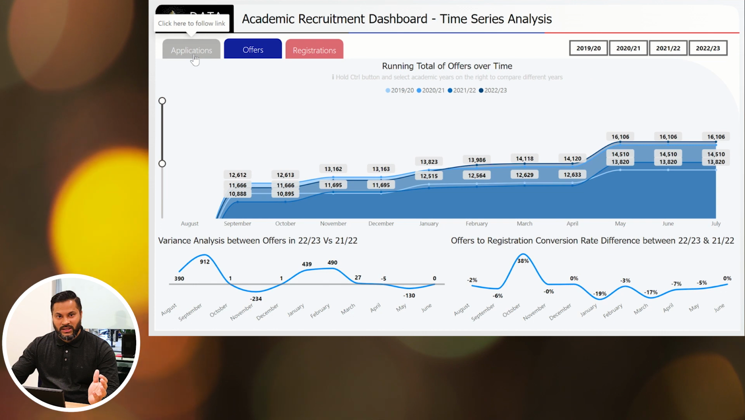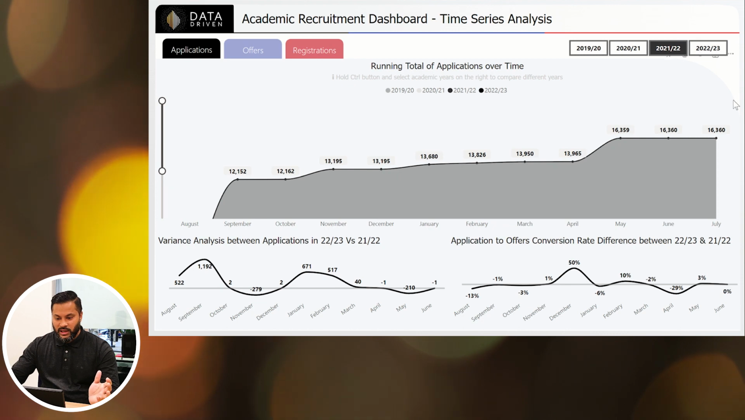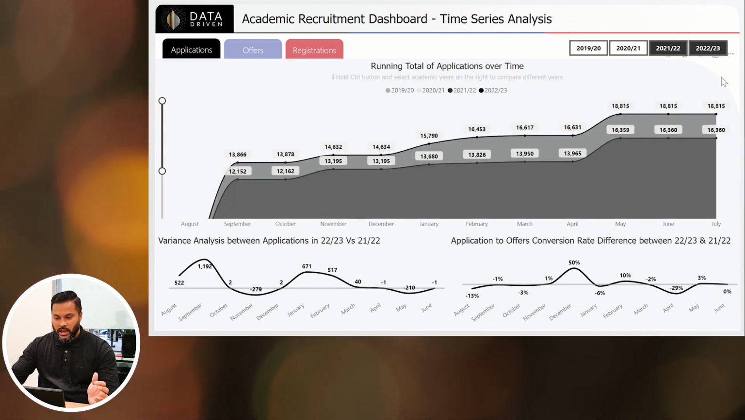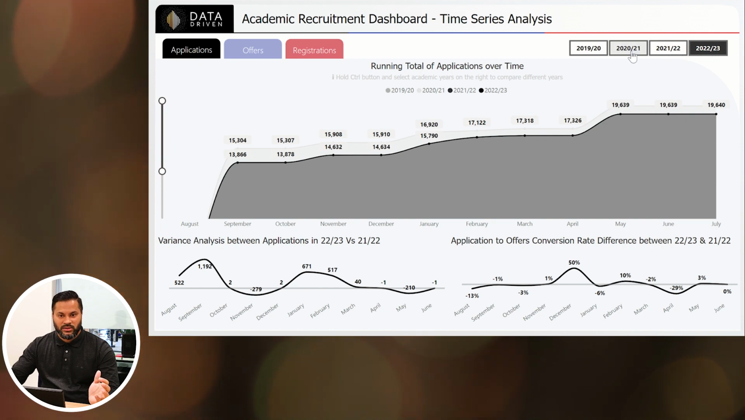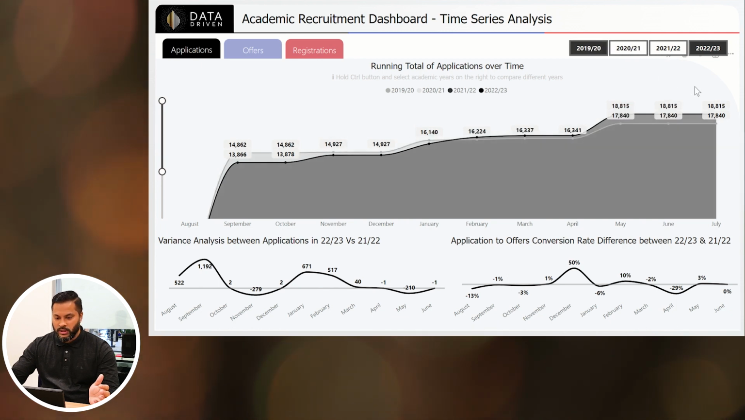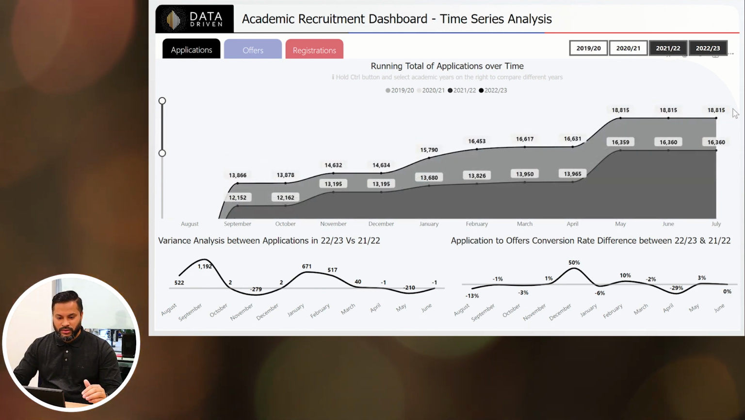I have designed it such that we can easily compare different years. So if I was to compare this year with last year, all I need to do is just click on the filters like this, and I can also do a 3-year comparison or a 4-year comparison, and it's just a matter of holding down the control button and selecting the desired years. I really like this chart because you can easily gain performance related insights by simply comparing the gaps between the different years and the different lines.